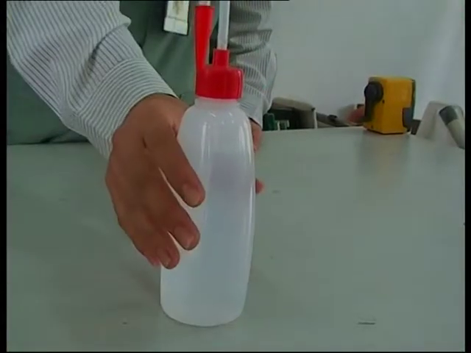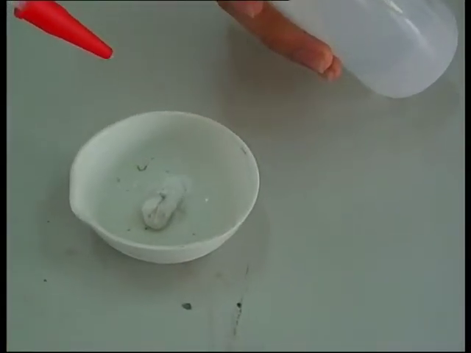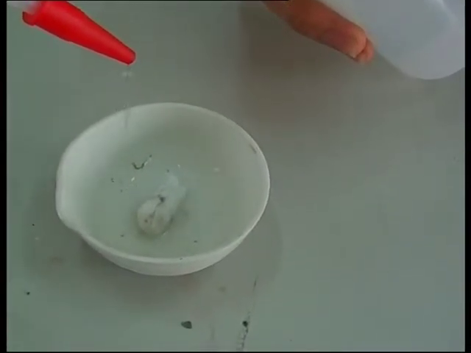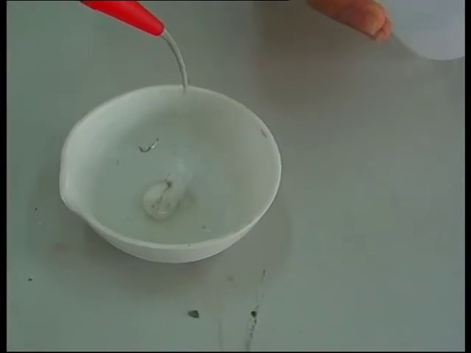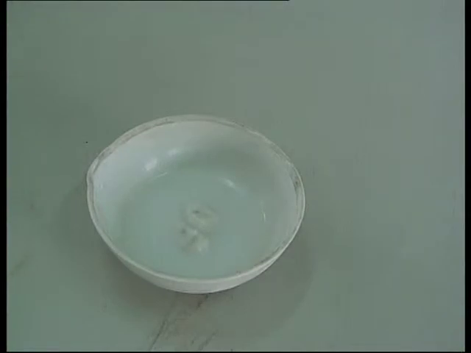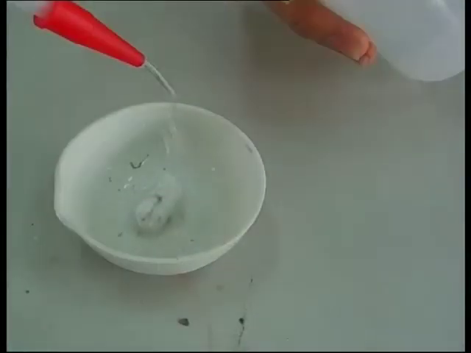We'll then add a few drops of distilled water and observe carefully what happens to the product. When a few drops of water are added to the residue, a vigorous reaction occurs and heat is given out. It produces a hissing sound. The calcium oxide swells and breaks up. Then, add more water.